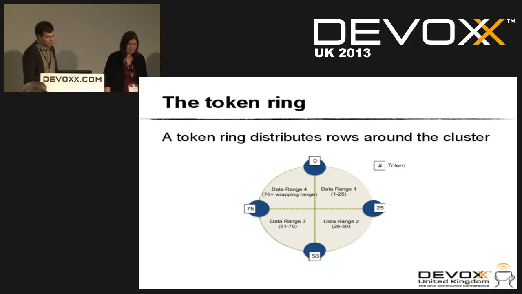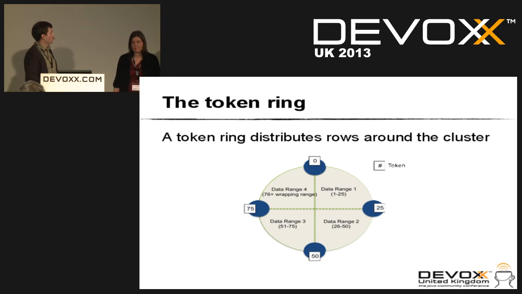Okay, so the token ring is how Cassandra distributes rows across your cluster. It takes the key that you've given to the row, converts it to a murmur hash of the key, and then uses that to find its position on the token ring. So in this example, if A were to hash to 4, for example, it would land on data range 1. And if B were to hash to 70, that would land on the node responsible for data range 3.